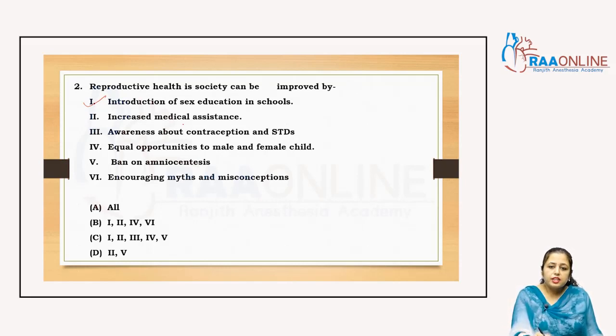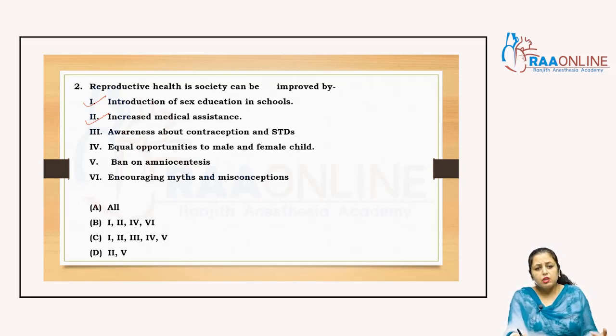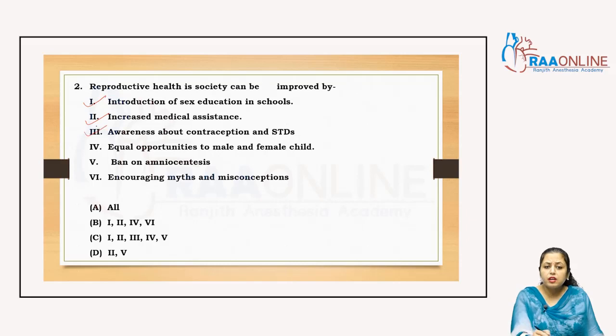Now come to the second, increased medical assistance, obviously. If we suffer from some diseases, how can we cure them, and what kind of preventions or precautions do we have to take? Third one is awareness about contraception and STDs. Obviously, if we are not aware of contraception and STDs, then we will not be able to protect ourselves from sexually transmitted diseases and unwanted pregnancies, clear? Equal opportunities to male and female child, exactly, so we can reduce female feticide.